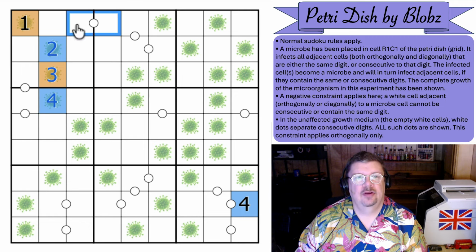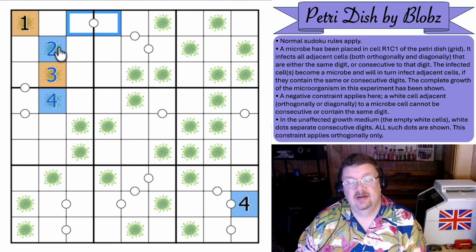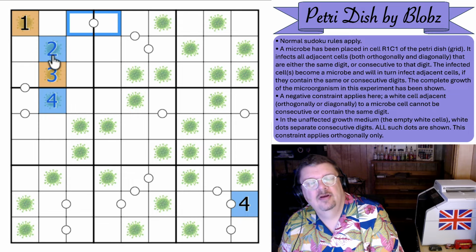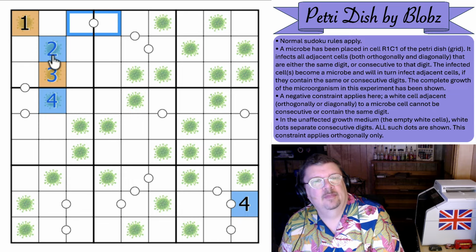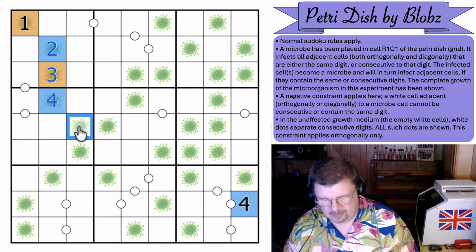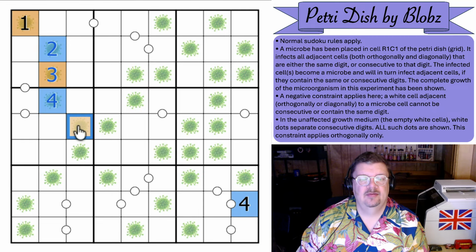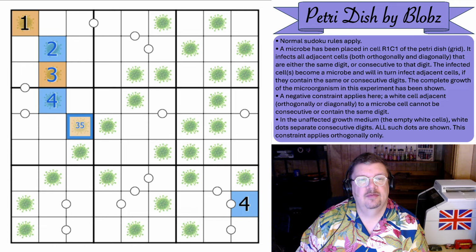And so that means that across a white dot, we know that we have odd even parity. We know that adjacent infected cells within a sudoku house, so a row, column, or box, must be odd and even parity. So for example, this has to be odd because it can't be the same digit as the 4. So that is 3 or 5.